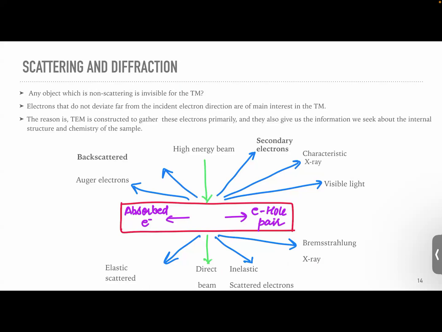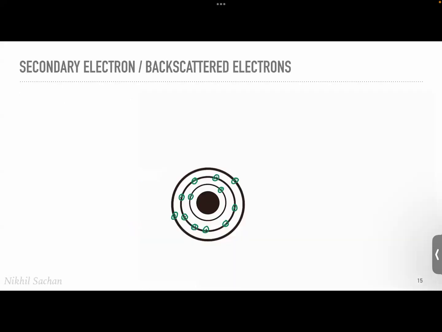So in TEM and in SEM also, we are more concentrated on those electrons which are either inelastically scattered or very close to the incident beam. So now I want to show you what secondary electrons are and what backscattered electrons are, because again and again I am using that nomenclature. So what are secondary electrons?